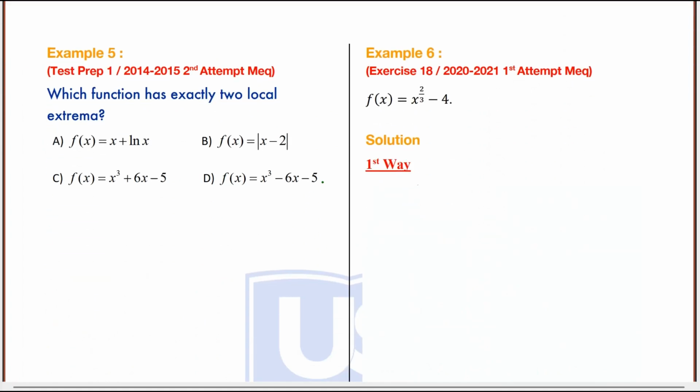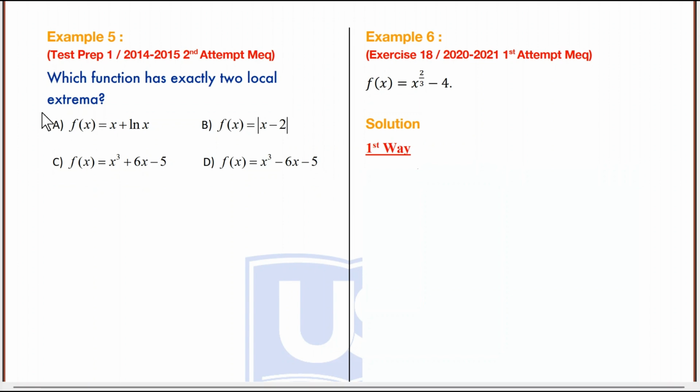Okay, let's take a look at another type of question. We have a test question here. It's in the test prep part and it's a ministry question. Which function has exactly two local extrema? So in order for us to have two local extrema, we should have two critical values, right? So let's find the critical values of each option. Option A.